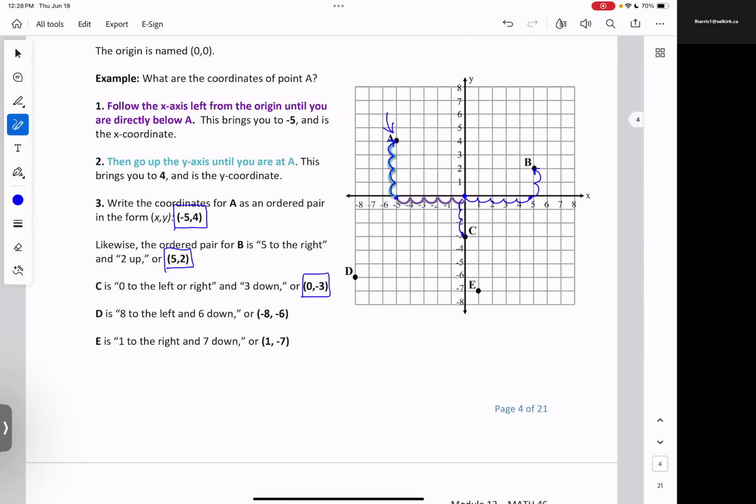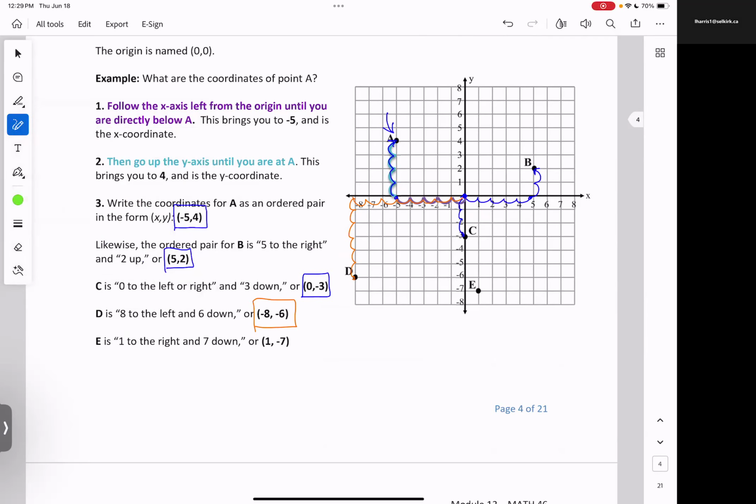Okay, D, first we're once again going to think about horizontal distance. We have to move 8 to the left to get to D. Maybe I'll just draw it in a different color here. Okay, so we move 8 to the left, so that means our x coordinate is -8. And then we have to move down 1, 2, 3, 4, 5, 6. So our y coordinate is -6.